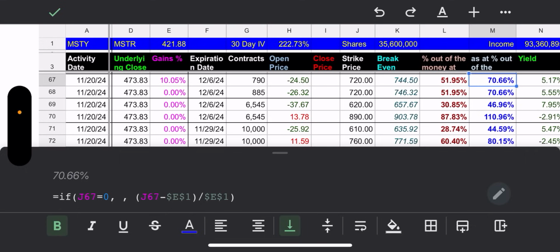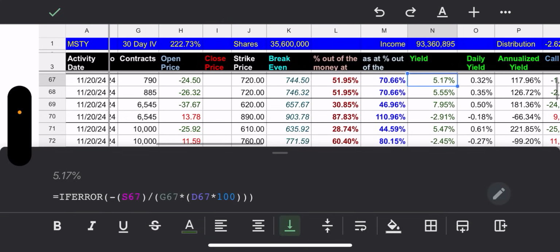And it shows you this is the as at percentage out of the money. So when I go into my spreadsheet every morning and I tell you this is where we stand, it's always the as at percent out of the money. Column L is important because that's the day of the trade, right? But the day of the trade, when I'm covering it, that value and the as at are the same, but then the as at will change over time, as the price of the underlying changes. Hopefully that makes sense.